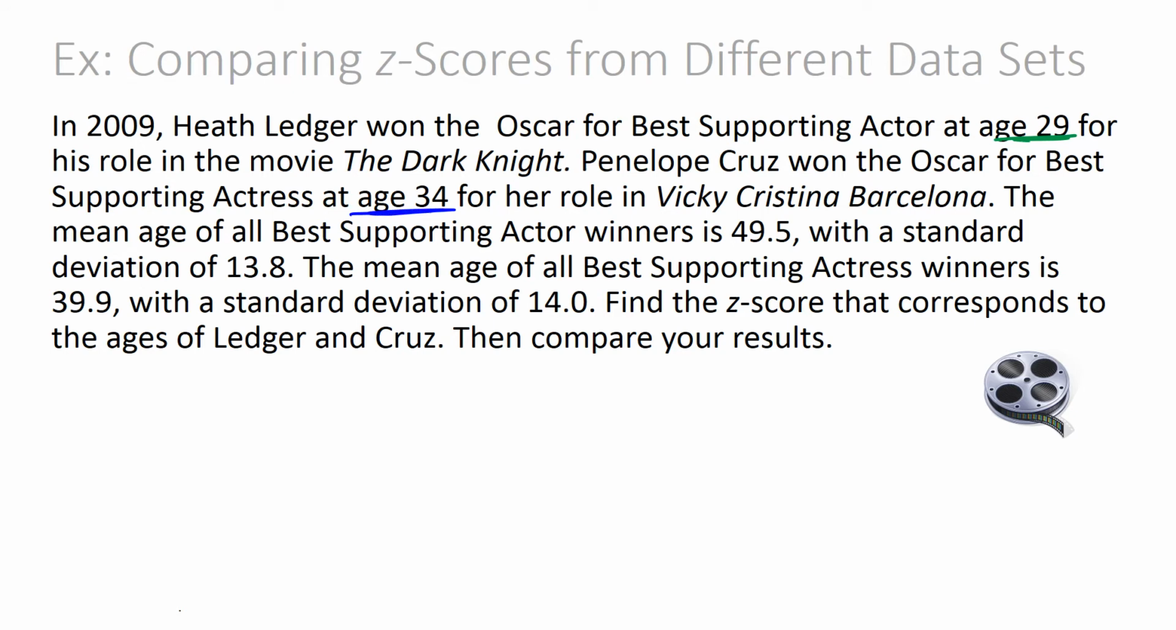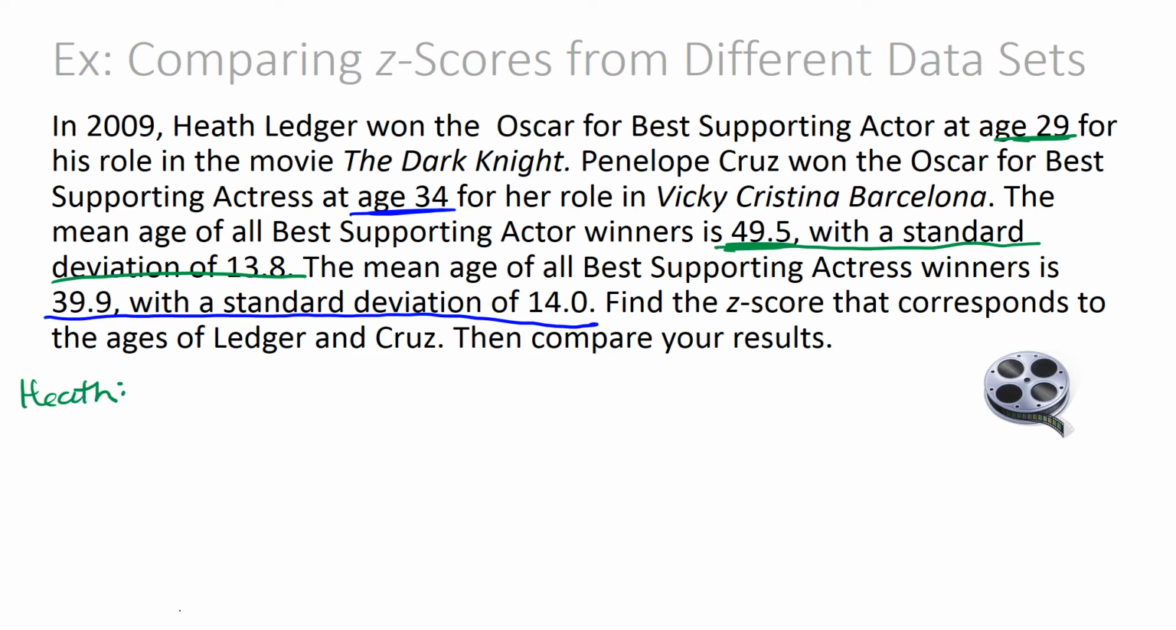We also know that the average age of all actor winners is 49.5, with a standard deviation of 13.8. And Best Supporting Actress winners is an average of 39.9 with a standard deviation of 14.4. So since these two awards have very different averages, we're going to need to convert these to Z's in order to see who was more away from average. So let's work on Heath Ledger first.